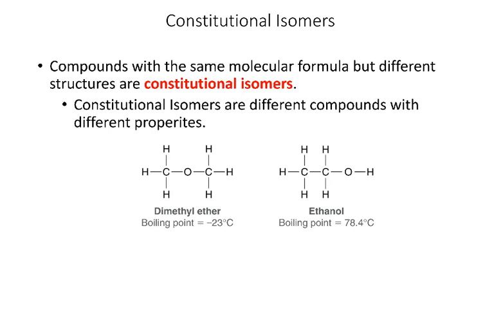One example is dimethyl ether and ethanol. They both have the formula C2H6O, with one oxygen each, but because they're connected differently, they are different compounds, right? Just one example of a property that's different, the boiling point of dimethyl ether is negative 23 degrees Celsius, whereas the boiling point of ethanol is 78 degrees Celsius. Their other properties are going to be different as well.